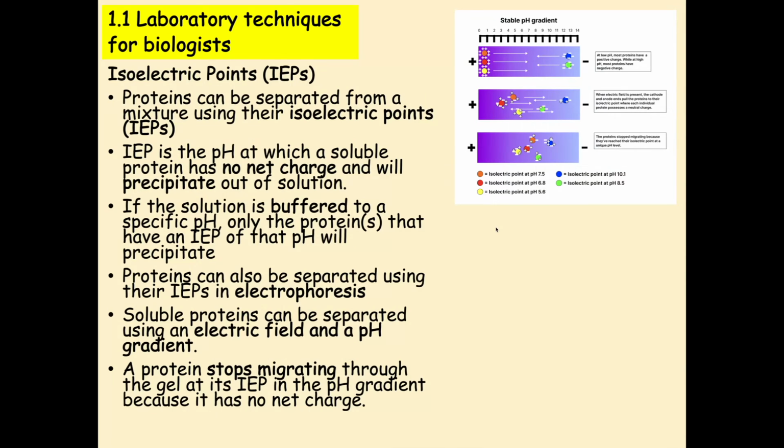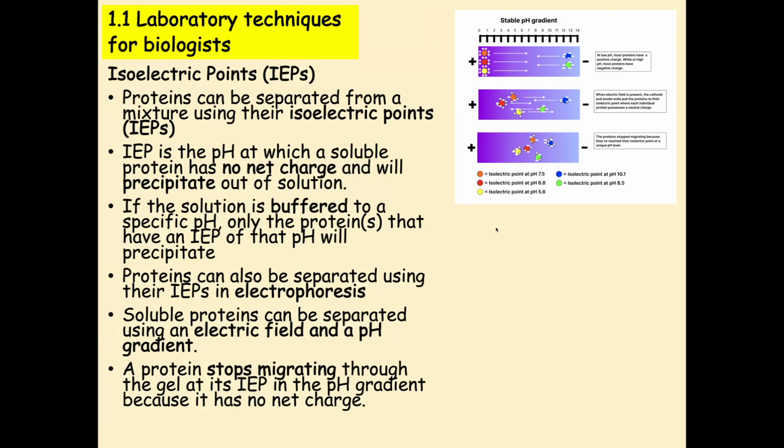Isoelectric points, or IEPs as it's shortened to. So proteins can be separated from a mixture using their isoelectric points. Okay, the isoelectric point is the pH at which a soluble protein has, and this is a key thing to remember, no net charge. And at that point, it will precipitate out of solution. It will appear out of the solution.